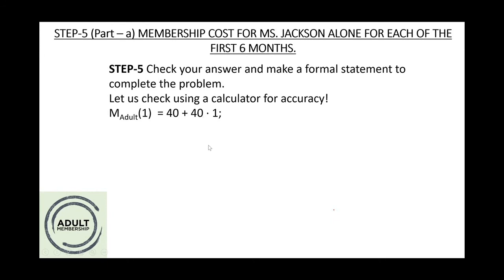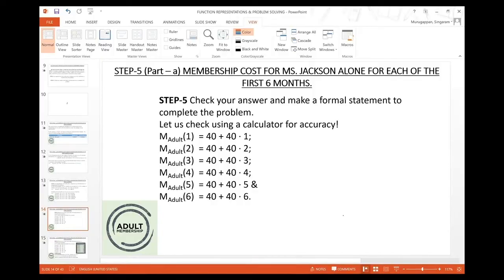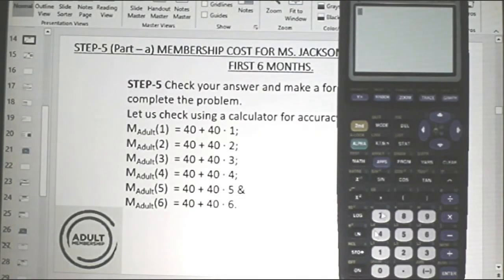So I'm going to bring my calculator up here. So these are the 6 things we need to verify. So let me bring my calculator. So I turn it on. So I'm going to plug in 40 plus 40 times 1. That's 80. Then I'm going to repeat the step that I did.